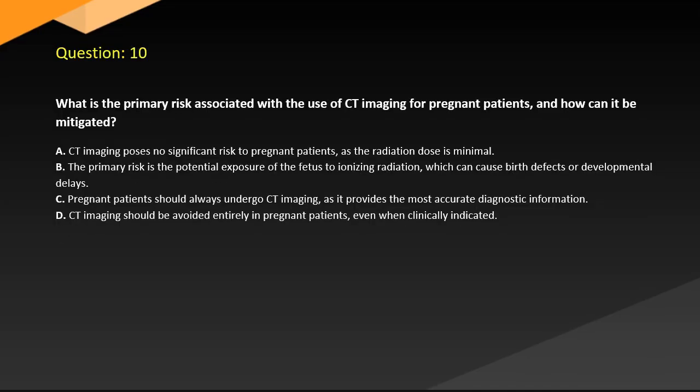Question 10. What is the primary risk associated with the use of CT imaging for pregnant patients, and how can it be mitigated? A. CT imaging poses no significant risk to pregnant patients as the radiation dose is minimal. B. The primary risk is the potential exposure of the fetus to ionizing radiation, which can cause birth defects or developmental delays. C. Pregnant patients should always undergo CT imaging as it provides the most accurate diagnostic information. D. CT imaging should be avoided entirely in pregnant patients, even when indicated.